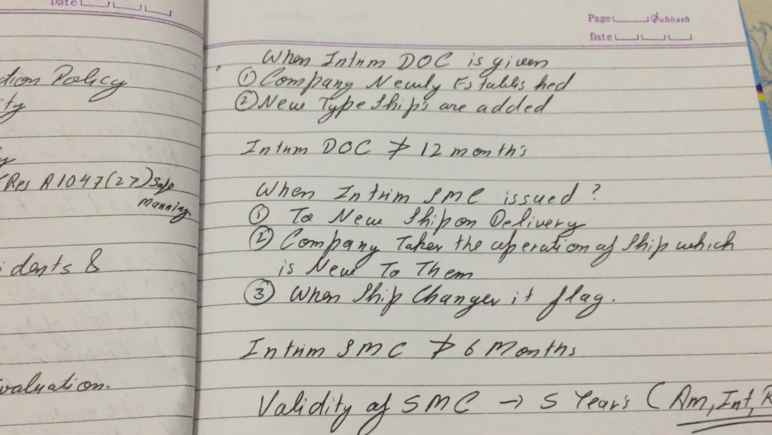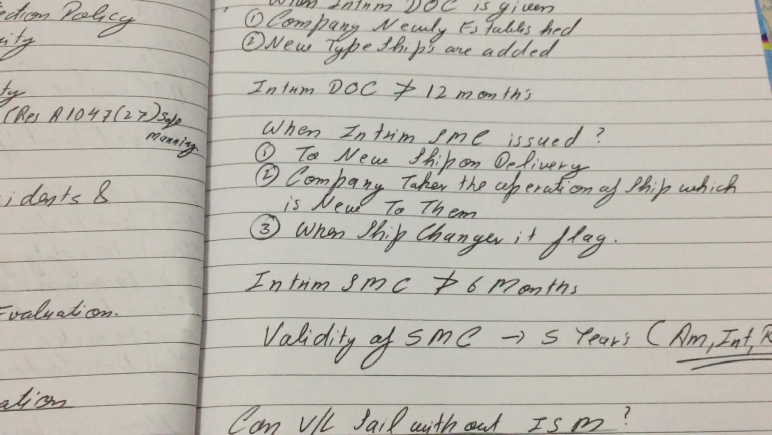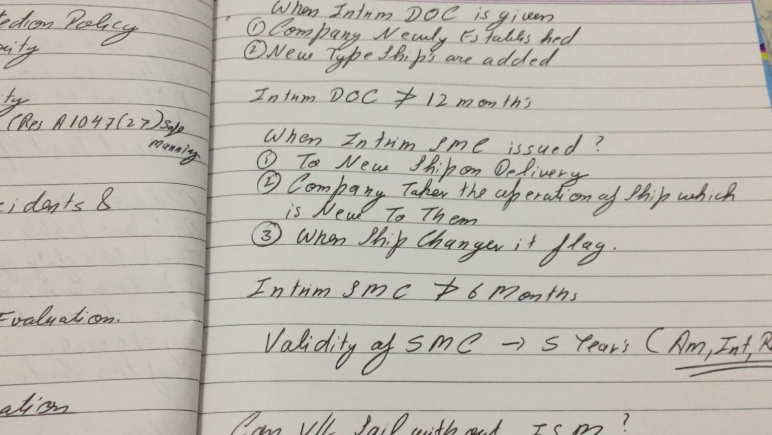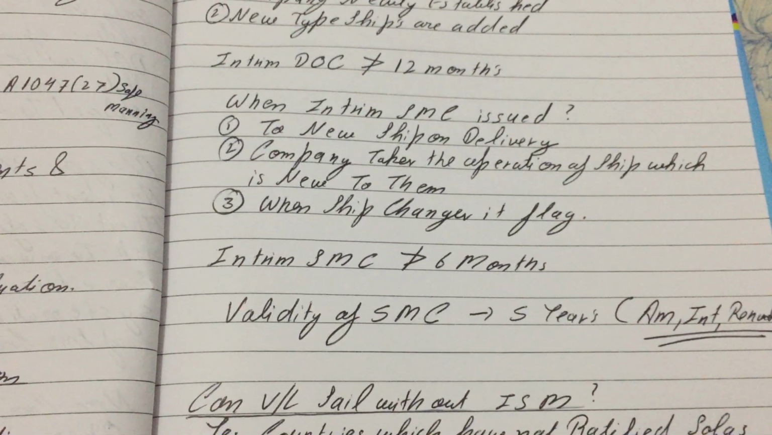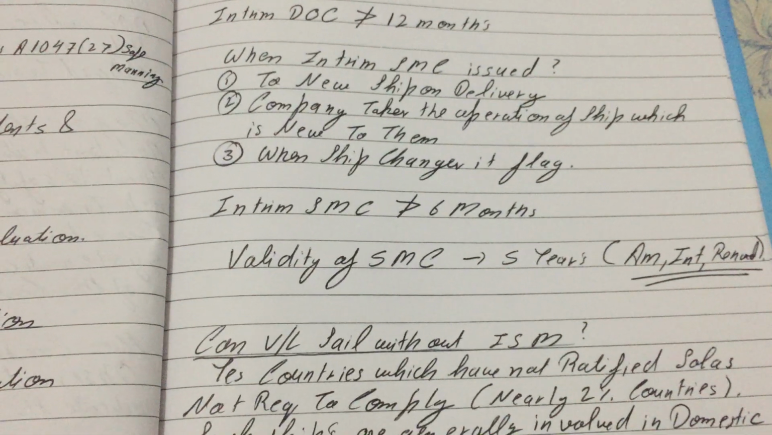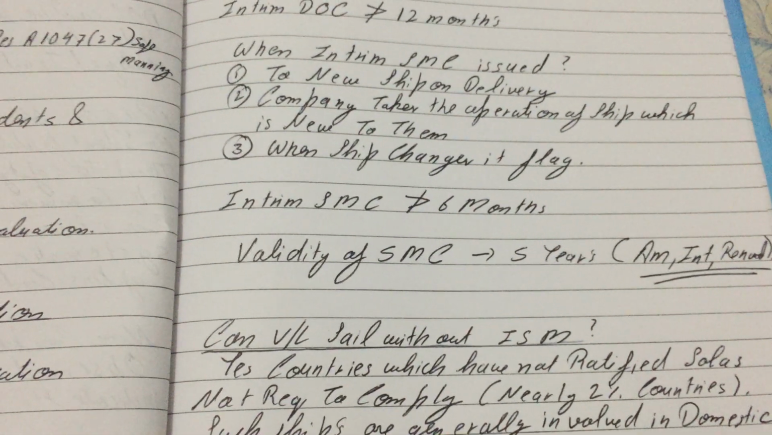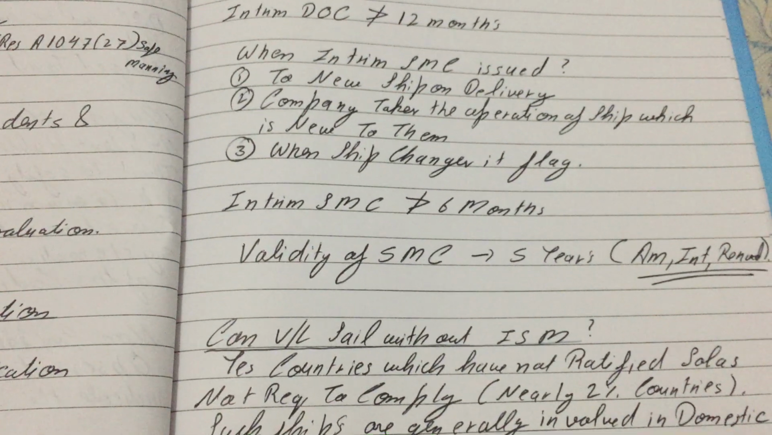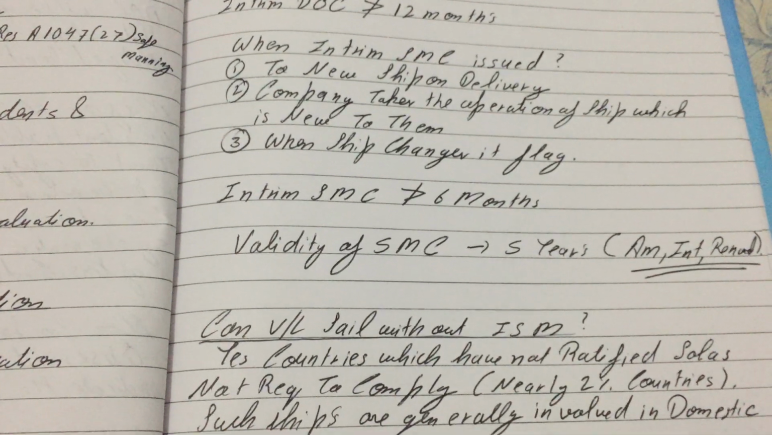And when the ship changes its flag, then also interim SMC is issued. So interim SMC should not be more than 6 months. Sometimes they can increase the validity of interim SMC, that cannot be more than 12 months. So maximum you will have 12 months, but normally it is 6 months, but in some cases they can increase to 12 months. Validity of SMC is 5 years, and we have to go for annual, intermediate and renewal survey.